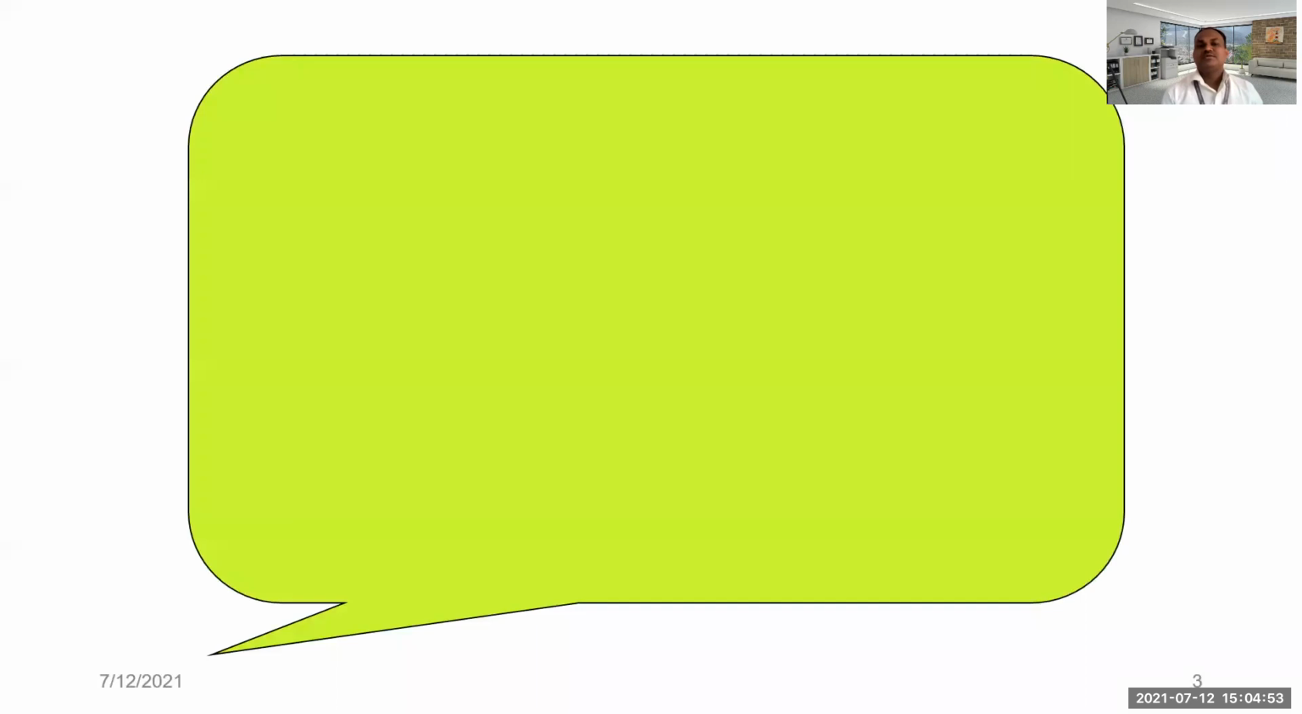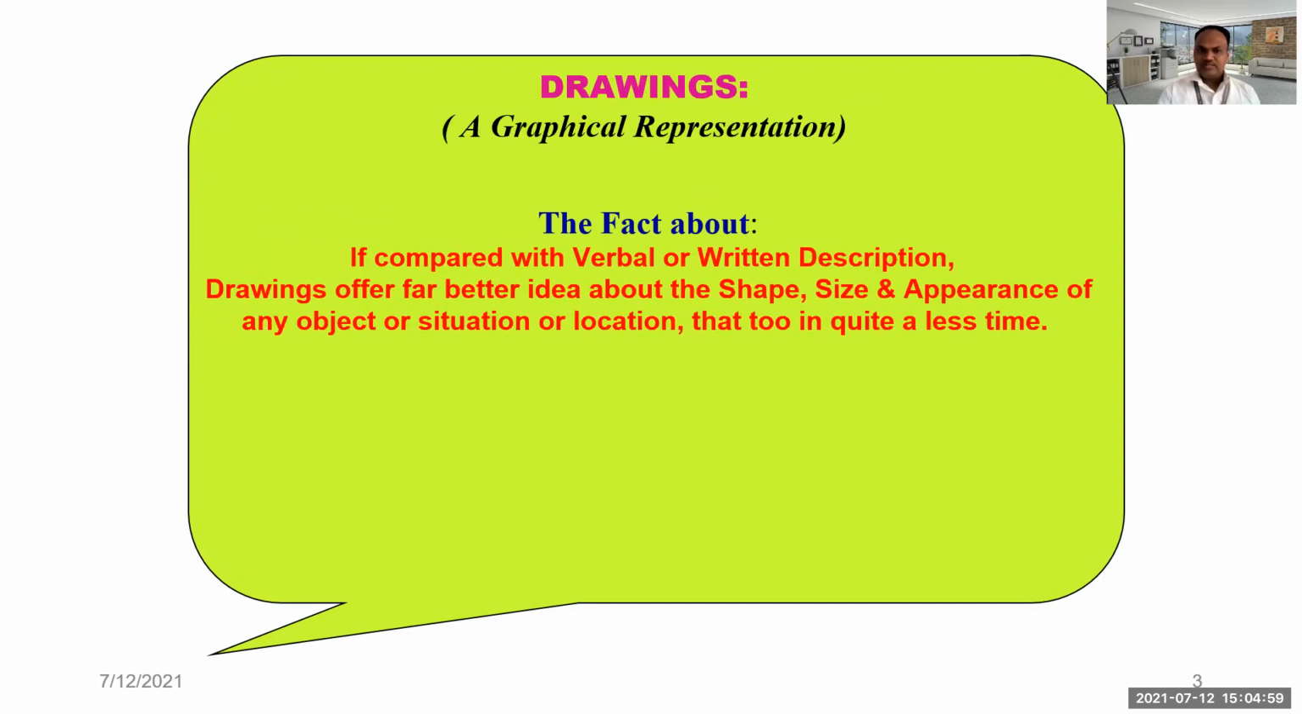Now, what is engineering graphics or what is this orthographic projection that we are going to see? You all know that drawing is nothing but a graphical representation of anything which is coming in your mind. Compared with verbal or written description, drawing offers a far better idea about the shape, size, and appearance of any object or situation or location, that too in quite less time.